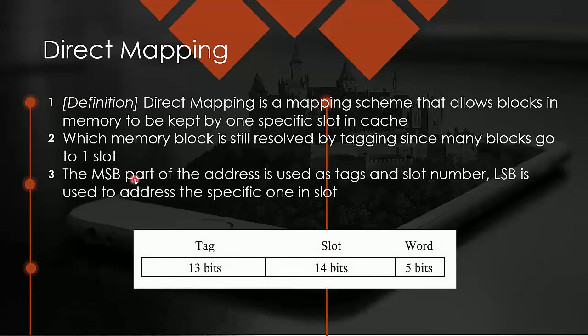This is done by taking again the MSB part of the address. Previously, it was only used as tag. Now, some part of it will be used to code the slot number. And the LSB is still used to address which word in the cache slot. So, for example, the previous 27-bit tag, now if we have 2 to the power of 14 slots in the cache, 14 bits are required to encode which slot is being used. What is left, 13 bits, is used to link to which block in the main memory. And of course, the remaining 5 bits is to indicate which word in the slot we are looking for.